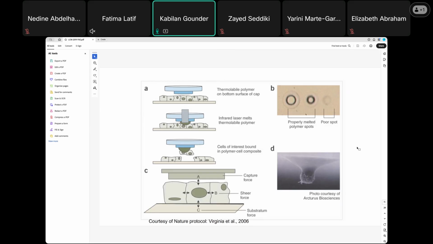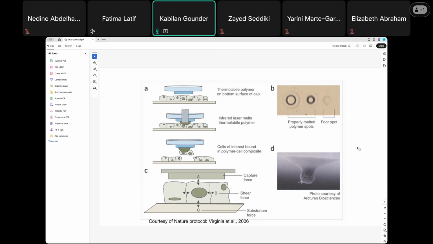So when you go for subsequent analysis, like isolating DNA, RNA, or protein, and then downstream applications, this helps. That is the main advantage of laser capture microdissection. So the technique is as discussed.